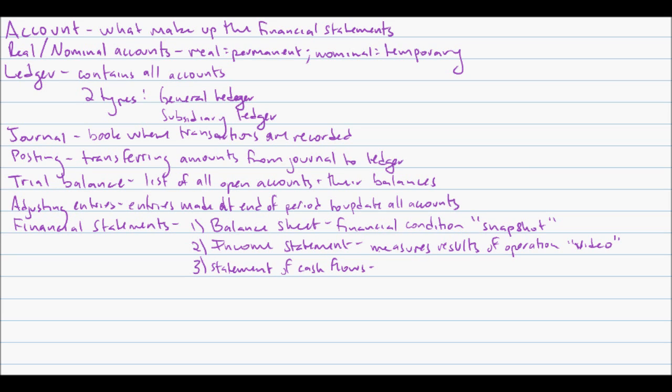All right, so the third financial statement is the statement of cash flows. This shows changes in cash and the activities that influence that change. This can also be thought of as a video because it shows change over time as opposed to just a snapshot of the company at a certain date.